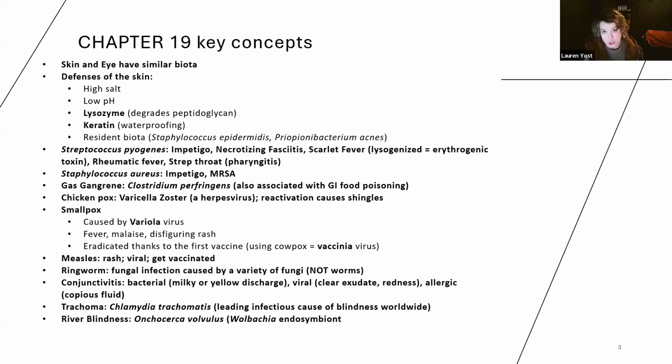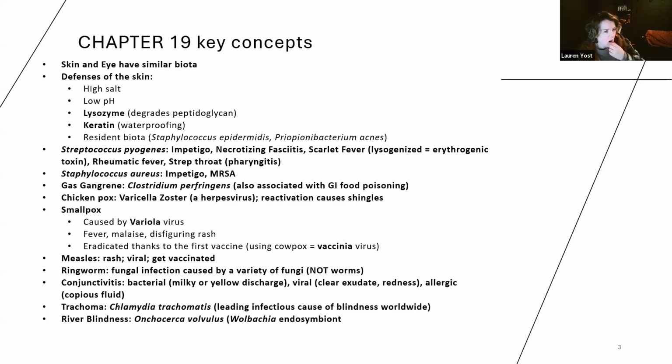These were some of the major concepts from chapter 19. This is my little mini overview of that. The skin and the eye have a similar biota, and that's the other thing with these chapters. They all start off with what kind of microbiome do we naturally find in those areas. With the skin and eye, the most common microbes that we see on the skin are usually Staphylococcus epidermidis and Propionibacterium acnes. Those are pretty common things that we would see: P. acnes and S. epidermidis on the skin.